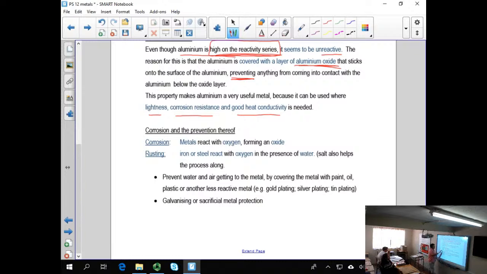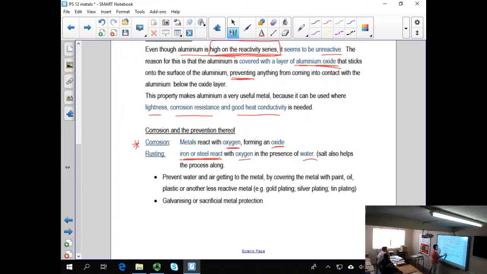So metals react with oxygen, it forms an oxide, that is corrosion. When I use the term rusting, I am actually referring to iron or steel that reacts with oxygen in the presence of water. But chemically speaking, it's the same reaction that is occurring. It's an oxidation reaction. The metal loses its electrons, and then it can react with whatever there is in the environment.